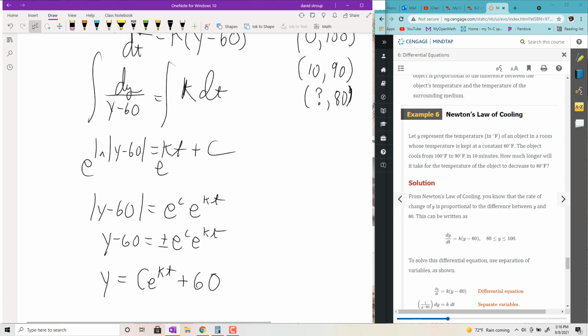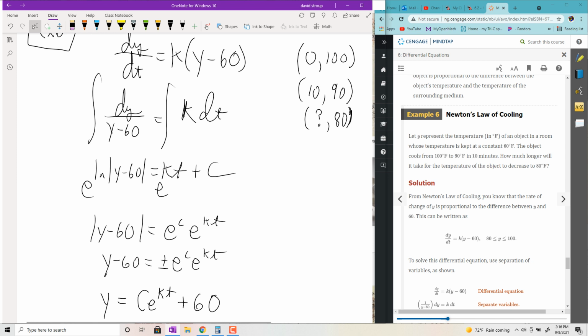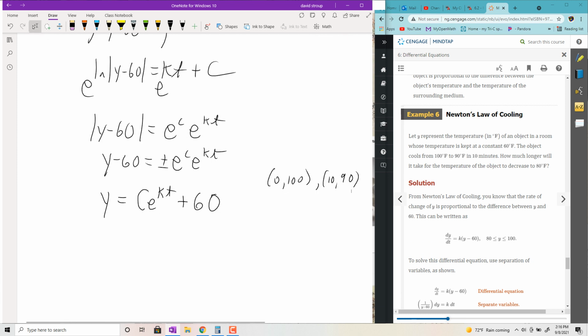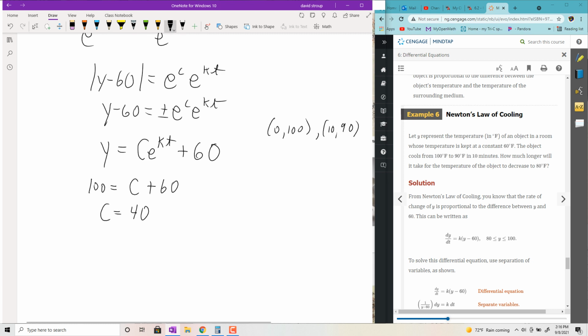Okay, so I'm going to use my initial conditions to solve for C and k. So let me recopy my initial conditions. This time the C value is not automatically 100. If I let the temperature equal 100 and let time equal 0, I get C times e to the 0, which is 1. So you just get C plus 60. And so the constant C is actually 40, not 100. So I'll rewrite my equation as y equals 40 e to the kt plus 60.